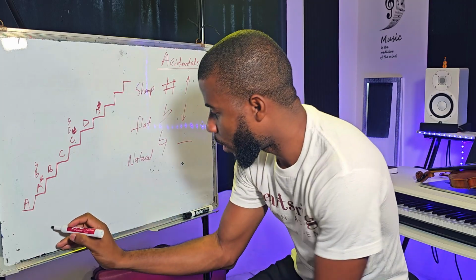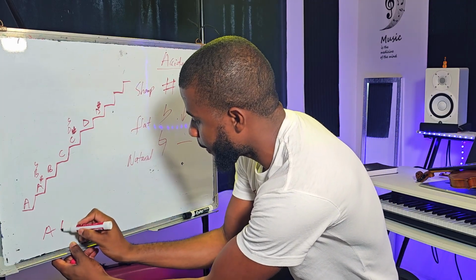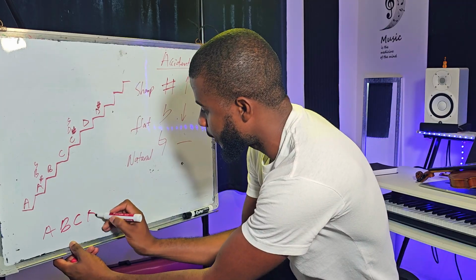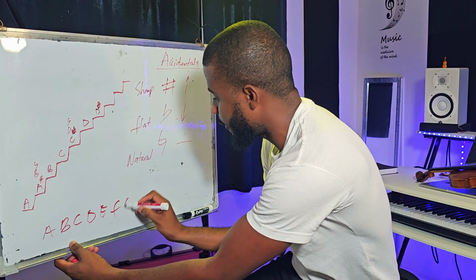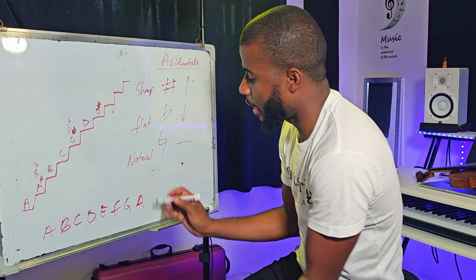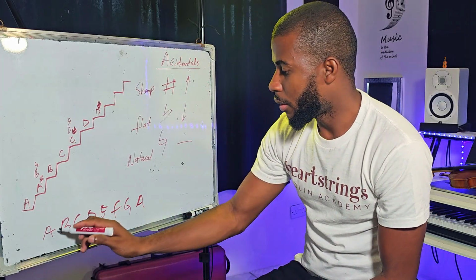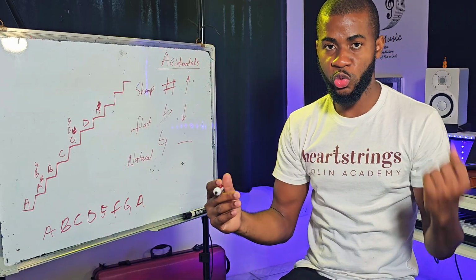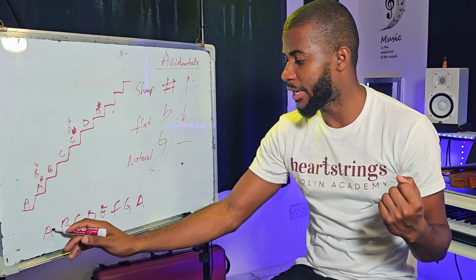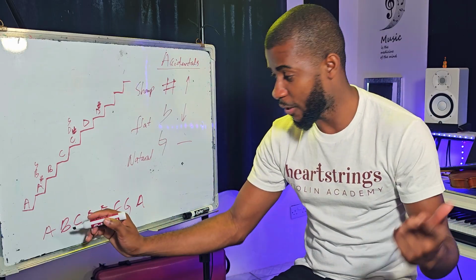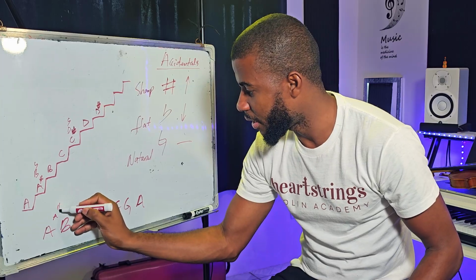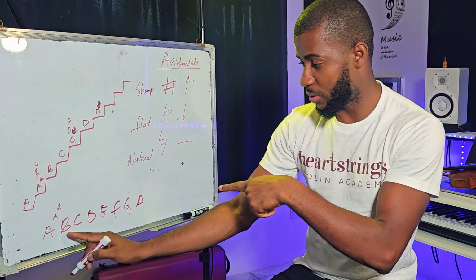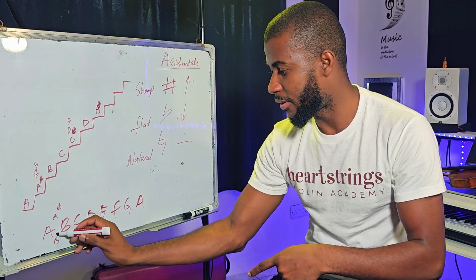So we have our alphabet here: A, B, C, D, E, F, G, and all the way back to A, right? A to B is separated by what we call a whole step. A whole step is two half steps, right? Which means something can go in between here. And what do you think that could be? That could be A sharp here. Or if we reduce B by a flat, that could be B flat right there.